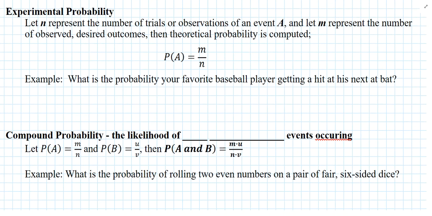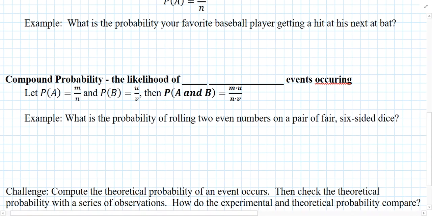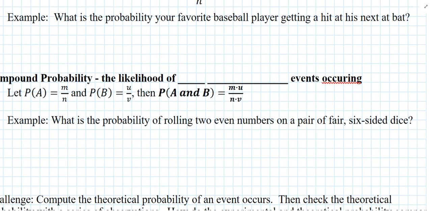Experimental probability is calculated in a similar way as theoretical, but instead of counting possible and desired outcomes, observations and data collection is necessary. The probability of event A occurring is the quotient of the number of times a desired event occurs and the number of trials or observations. An example of experimental probability might be as follows.